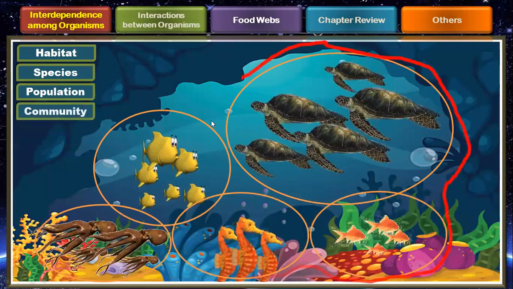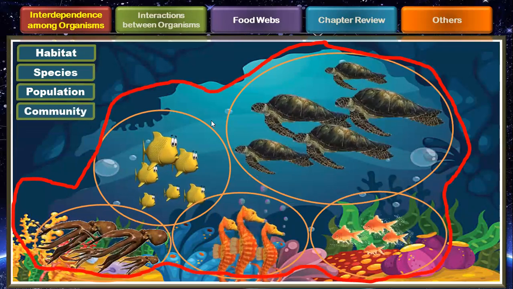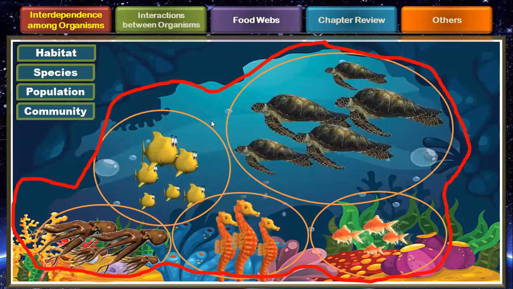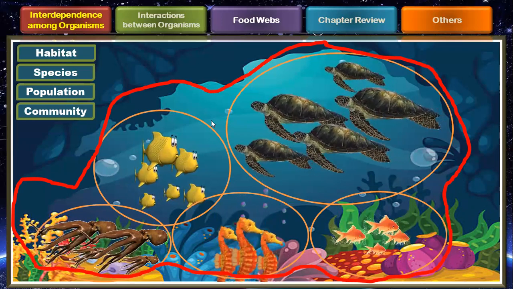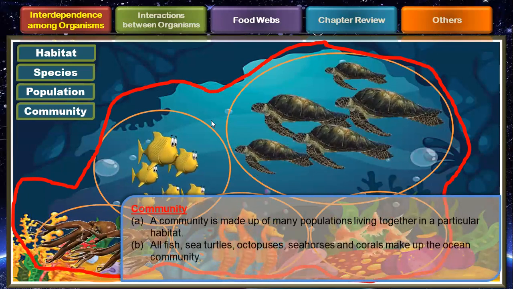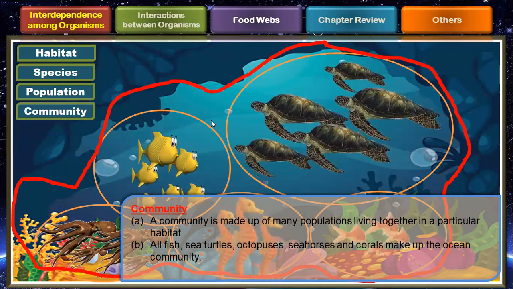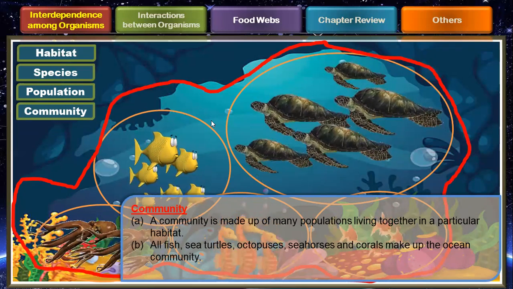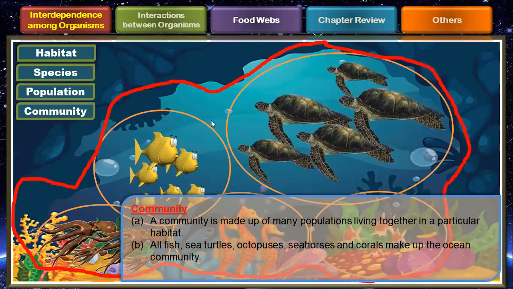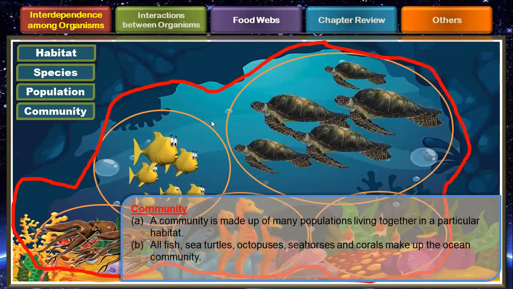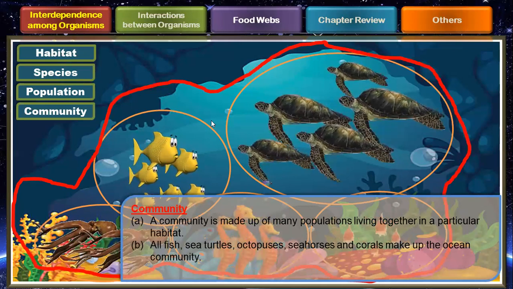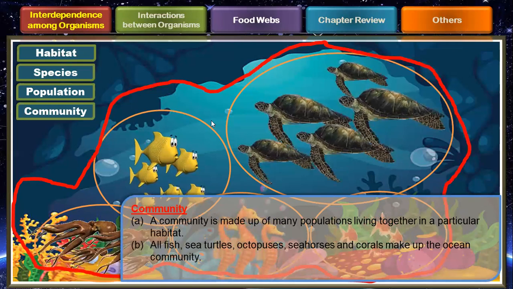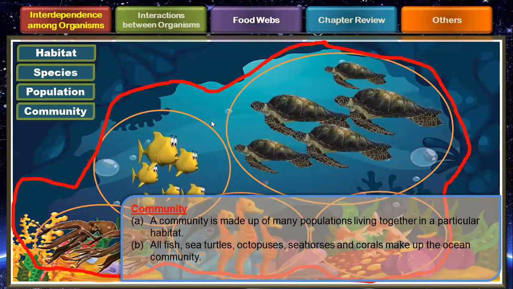Next, we also have this word community. So community, we count them all. All living organisms belong to the same community. Different kinds of species of animals or organisms, but they belong to the same community. A community is made up of many populations, like the populations we have on our screen, living together in a particular habitat. The habitat that they are living in is the marine habitat, the ocean. All fish, sea turtles, octopuses, seahorses, and corals make up the ocean community. So this is the ocean community wherein many living organisms live and thrive and grow.